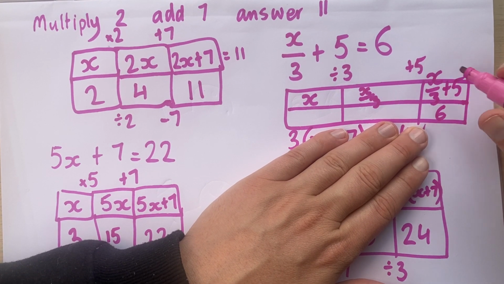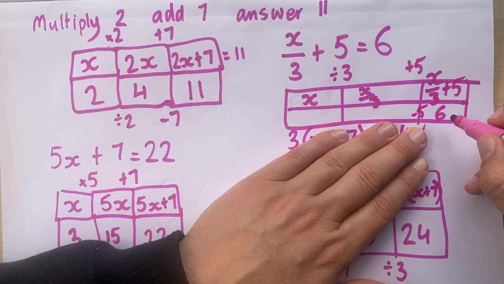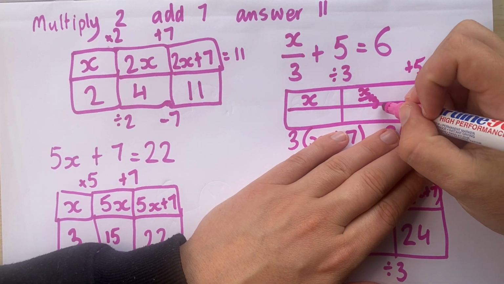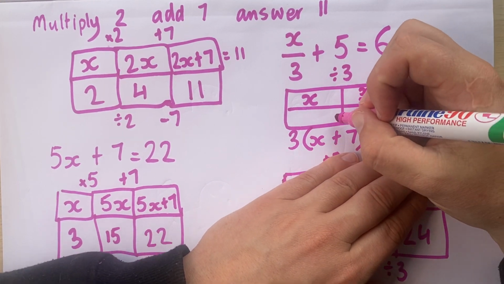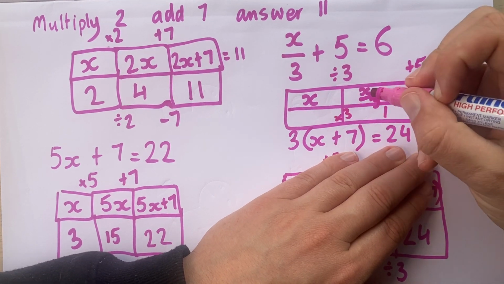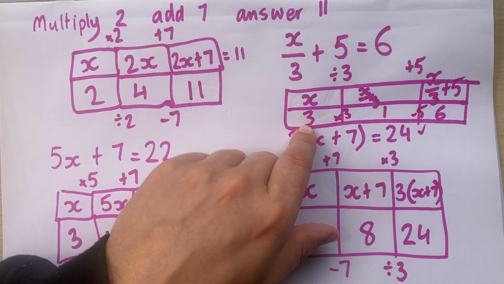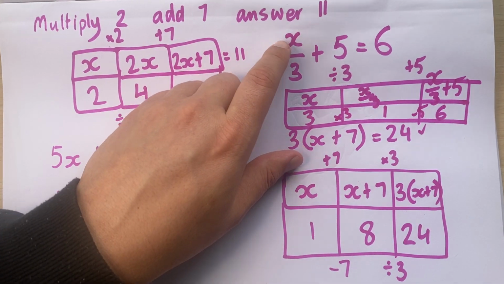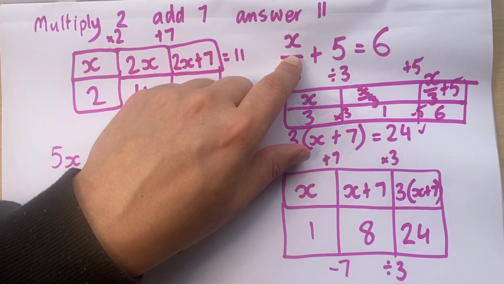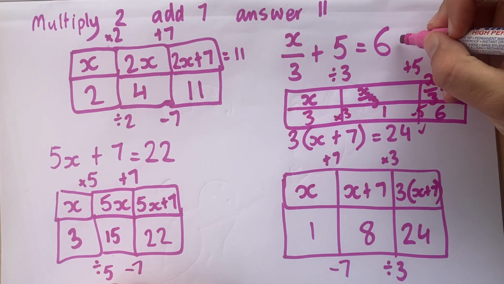We're adding 5, so we're going to take away 5 there, which 6 take away 5 is 1. We're dividing by 3 up here, so therefore we multiply. 1 times 3 is 3. Okay, so x equals 3. So let's input that. If that was 3 there and that's 3 there, so 3 over 3 equals 1. 1 plus 5 is 6, so that's correct.